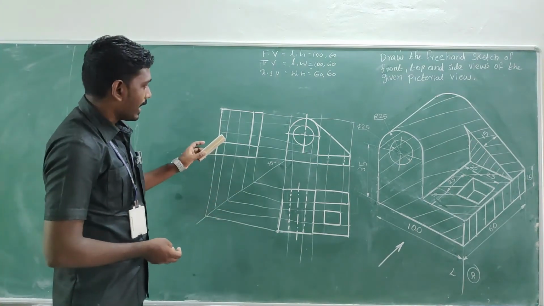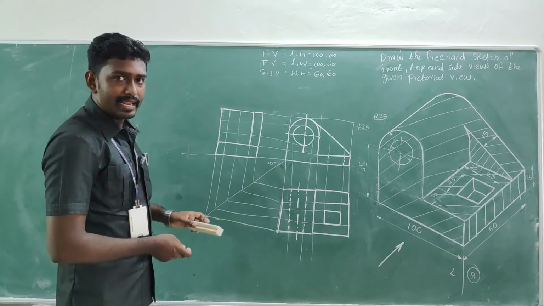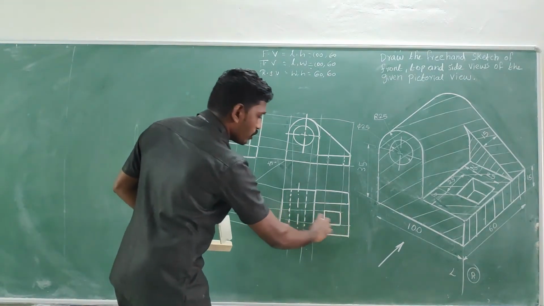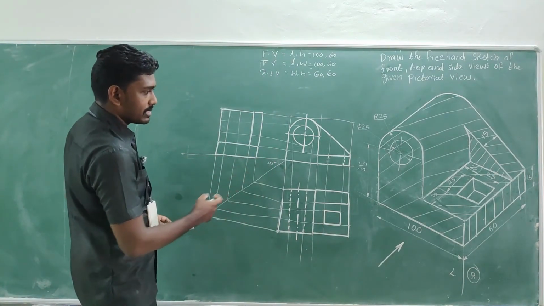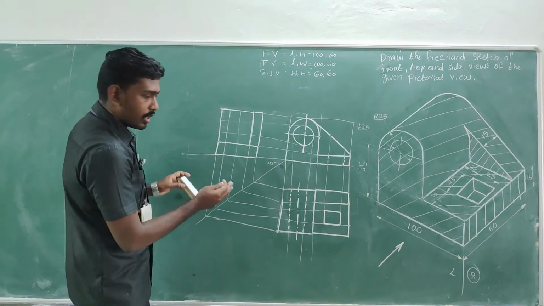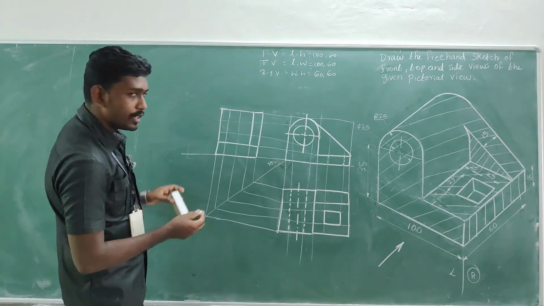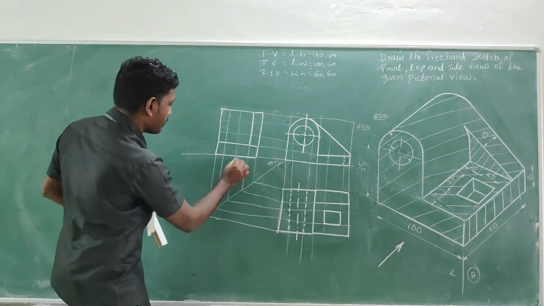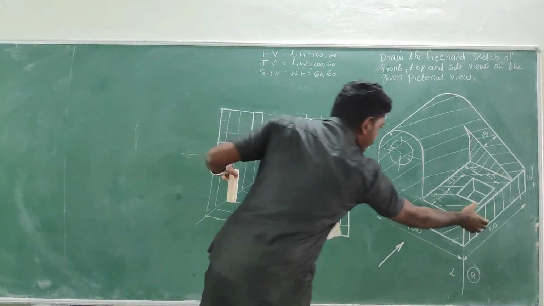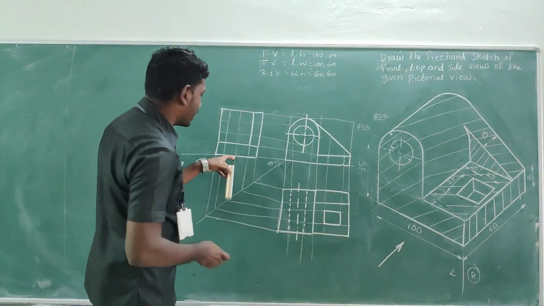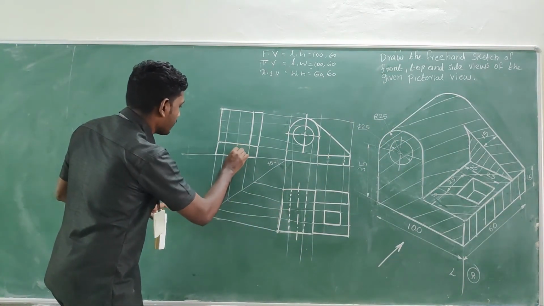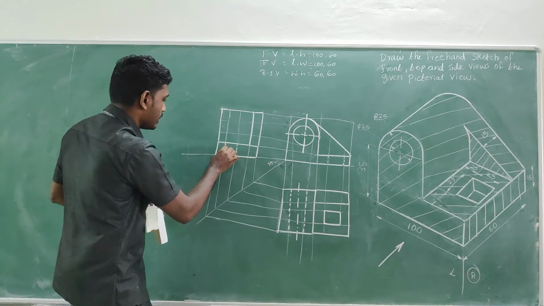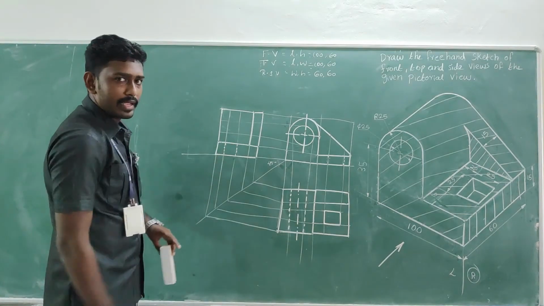Next thing, in the side view, we must capture the hidden features, right? There is a square hole that is viewed from the top view, but in the side view, it is hidden. So you must capture it in the dotted line, which is coming here. The projector is coming here, and it is simply placed in the base region only. Am I right? So you can make it a dot line.